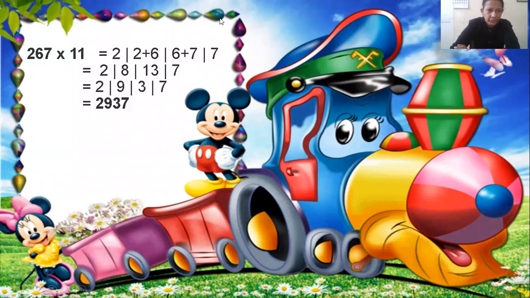Now, the next question is 267. You have to multiply by 11. Okay, now I have taken a 3-digit number, which you have to multiply with 11. Now, again, you have to do the splitting here. 2 is the first digit here, so I have written here 2 as it is. Now you look at the 7. 7 is here, the last digit. So I have written here as it is 7. 2 and 7, you look at these two numbers. I have written them as it is.